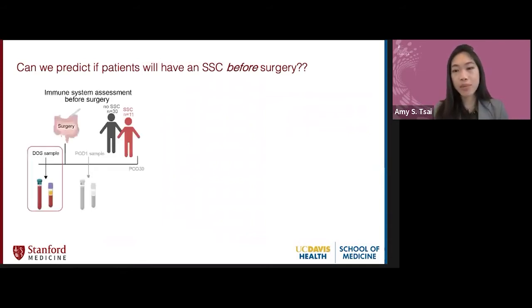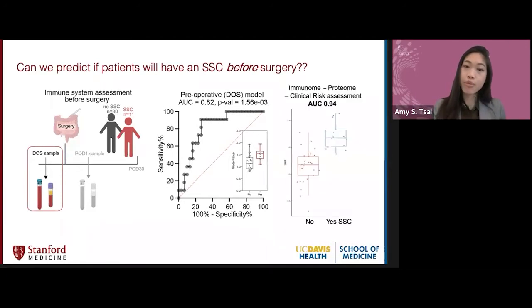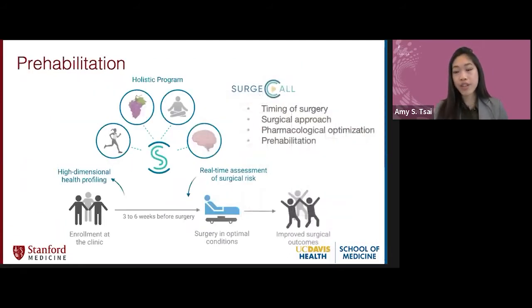So we applied the same analysis algorithm to the baseline samples collected before surgery, and the resulting model was able to accurately differentiate the 2 patient groups with an AUC of 0.82. Our latest model, which integrates parameters from the ACS risk calculator, improves this performance to an AUC of 0.94. This allows for promising interventions prior to surgery, such as prehabilitation.